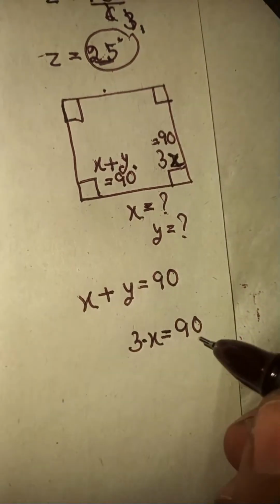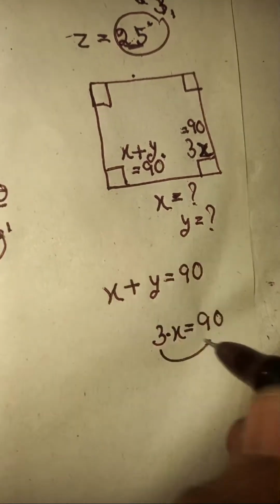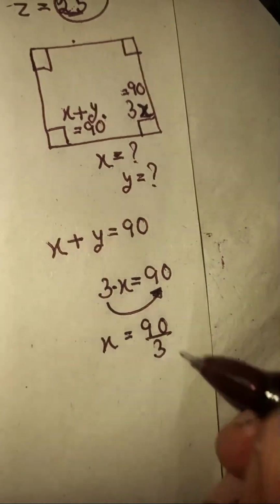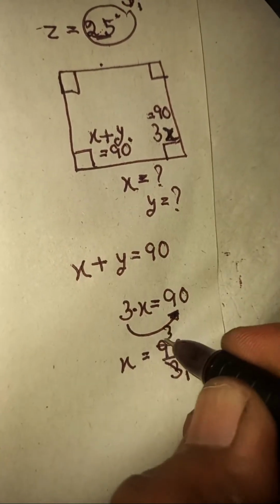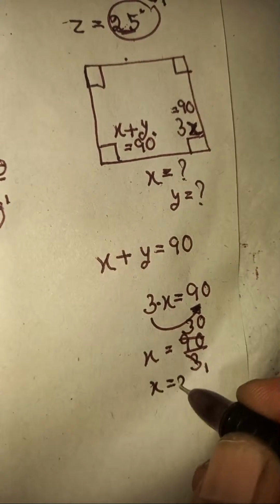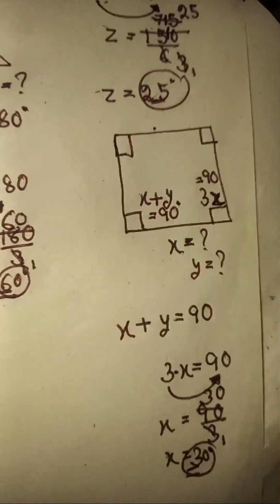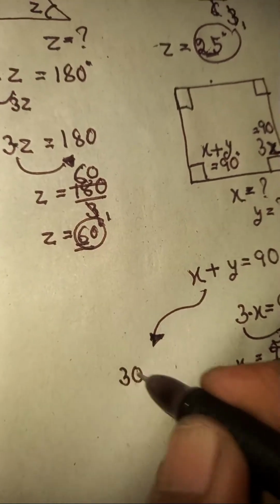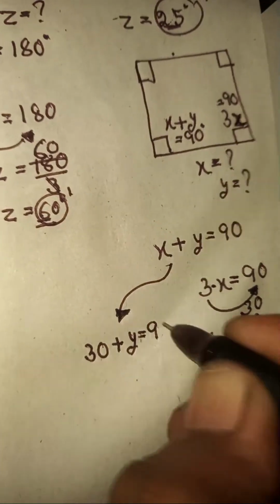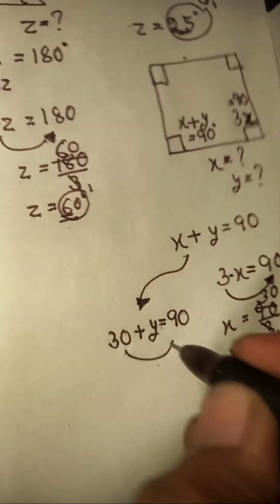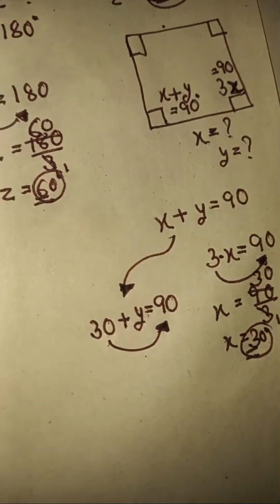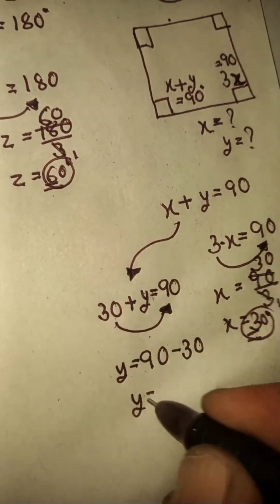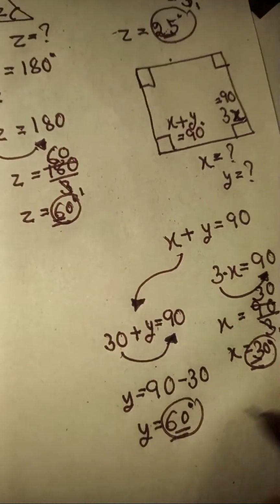This 3x can be written as 3 times x, and this 3 comes below. x equal to 90 by 3, and 3 threes are 9, 0 comes with it. x equal to 30 degrees. And x plus y is 90, so x is 30, so 30 plus y becomes equal to 90 degrees. This 30 goes to this side, becomes minus 30, so y equal to 90 minus 30. The y value is 90 minus 30, which is 60 degrees.